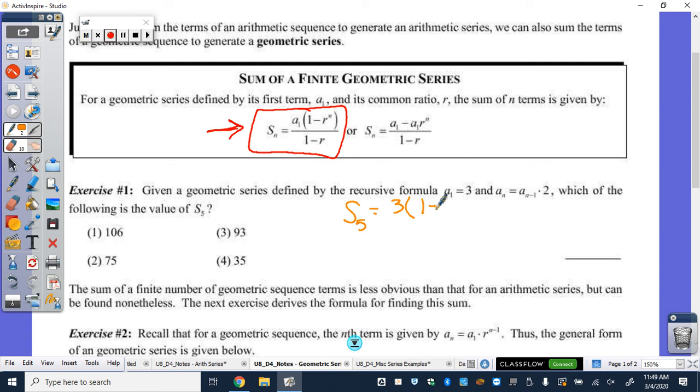Looking at our recursive formula, what's our r here? 2, because that's what they're multiplying by. And that 2 is going to be to the 5th power, because we're trying to figure out the sum of the first 5. And then over 1 minus 2, because it's 1 minus r. Go ahead and plug that into your calculator. Let's see what we get for our sum of those first 5 terms. What do we get? 93.